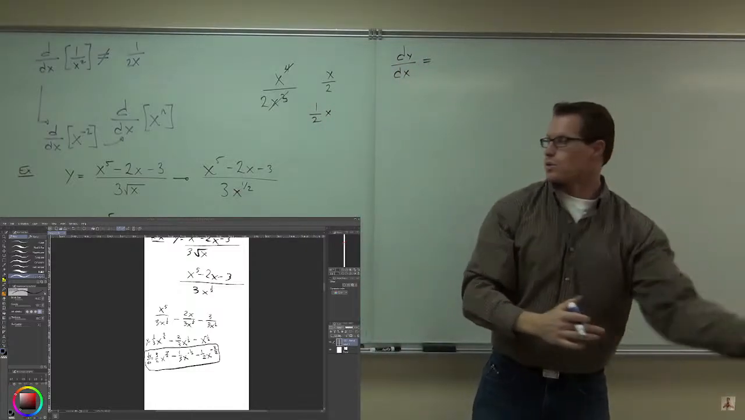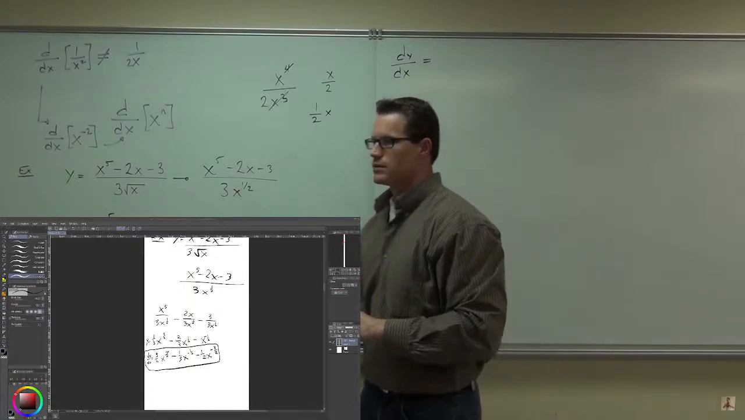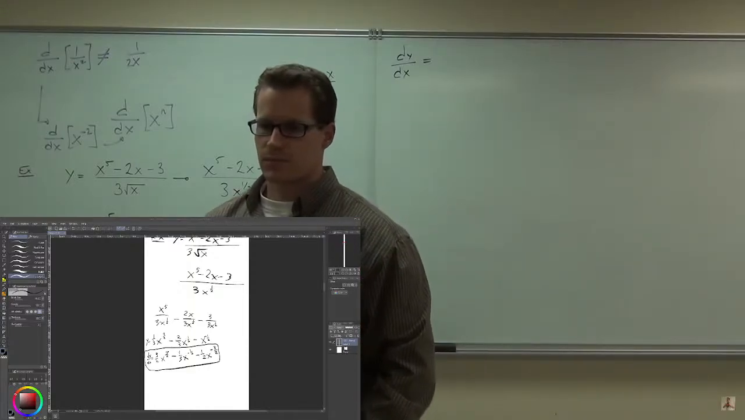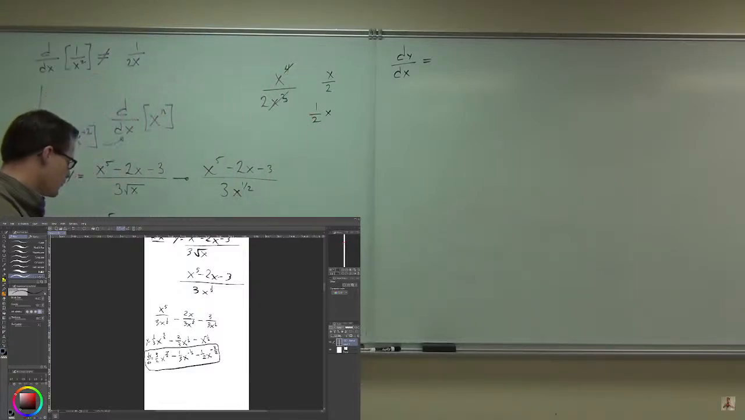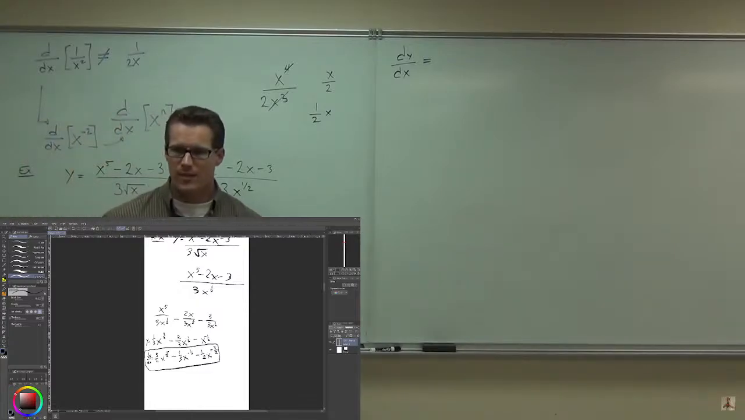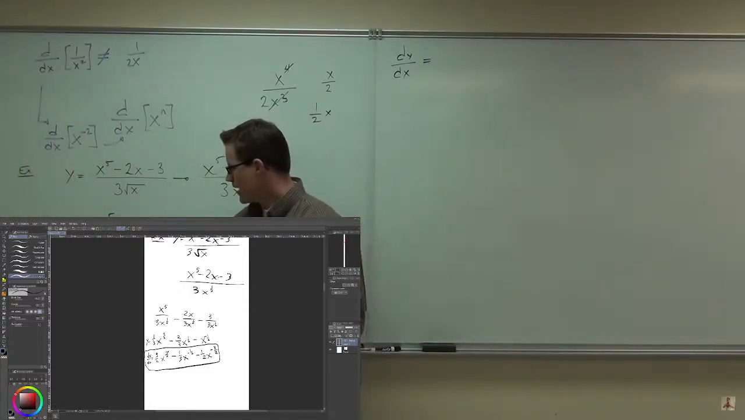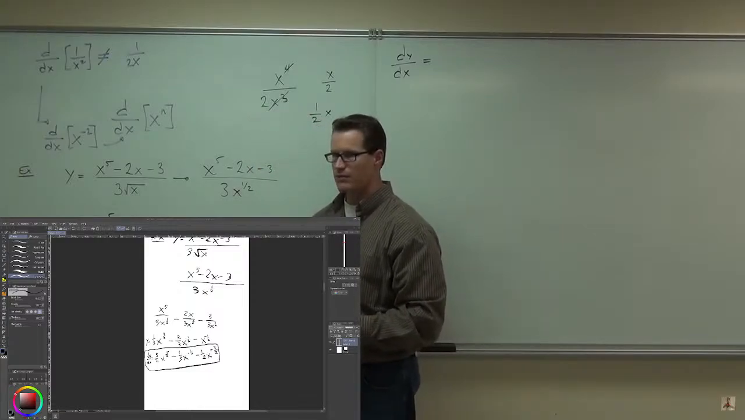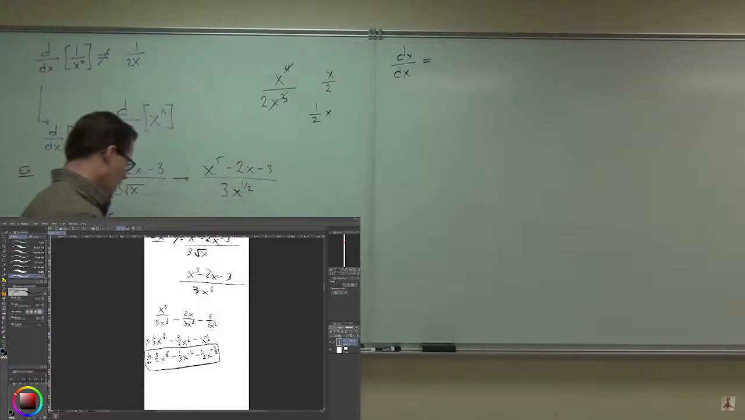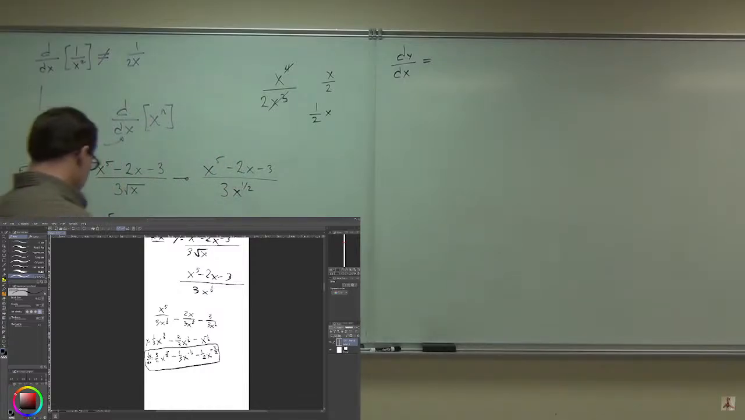So dy dx or y prime if you like. Note how each of these now fits into our format here. The constants, we could pull them out. We're just taking a derivative of x to the 9 halves, derivative of x to the 1/2, derivative of x to the negative 1/2. Let's do that piece by piece. I'm going to show you every step, so you see where it's coming from.